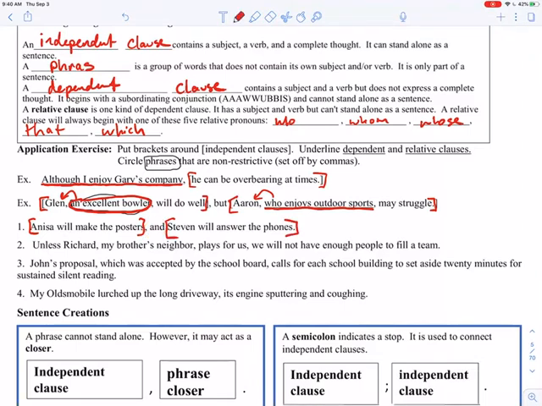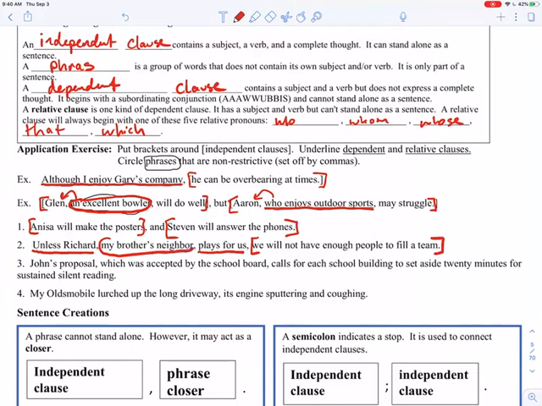Number 2, unless Richard, my brother's neighbor, plays for us, we will not have enough people to fill a team. When I'm doing this, I always like to find my independent clauses first, because I know there will always be one somewhere to make it a correct sentence. So we're left with unless Richard, comma, my brother's neighbor, comma, plays for us. I see unless, which is an AWUBIS, and this dependent clause appears to be interrupted by a phrase, much as the example up top was.